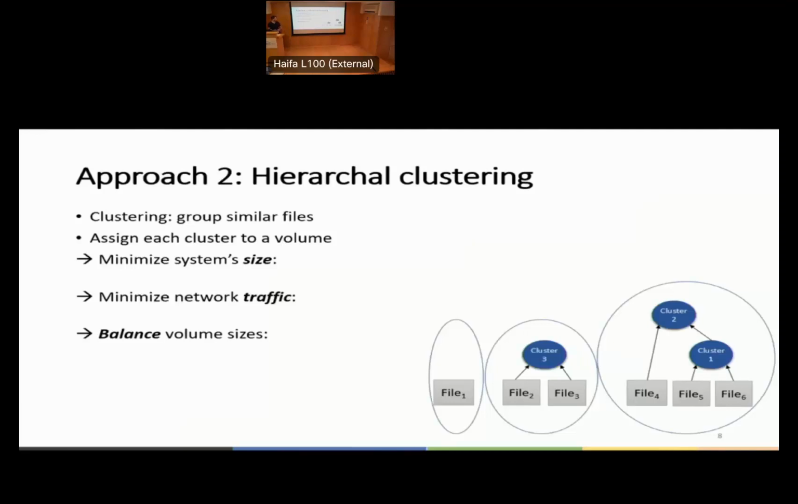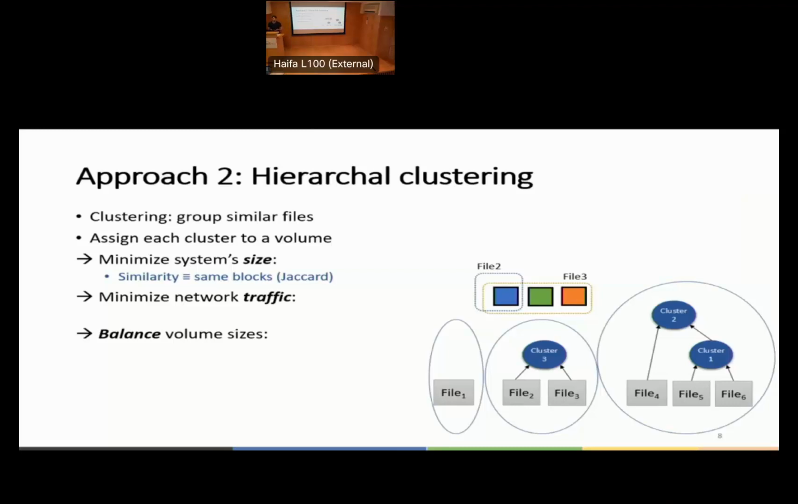The first goal, the minimization of the system size, is addressed by the Jaccard index. Jaccard index is a similarity measurement that measures the similarity between 2 files' blocks. So when 2 files share a significant amount of blocks, we will have a very high similarity, and we will want to merge them together into the same cluster.